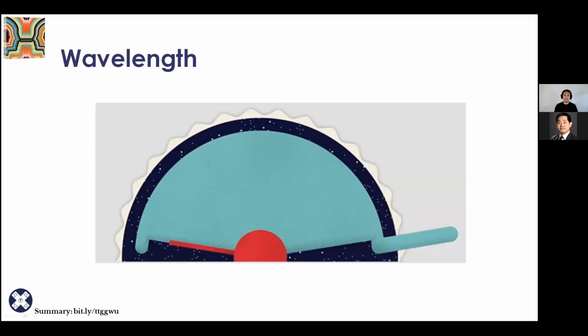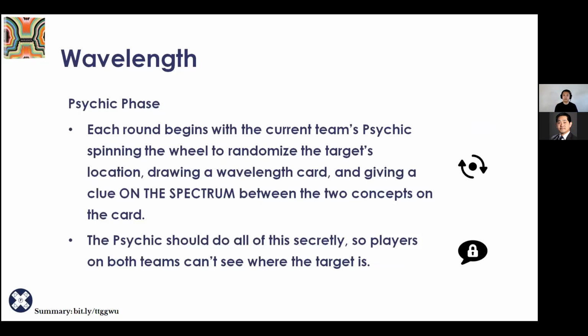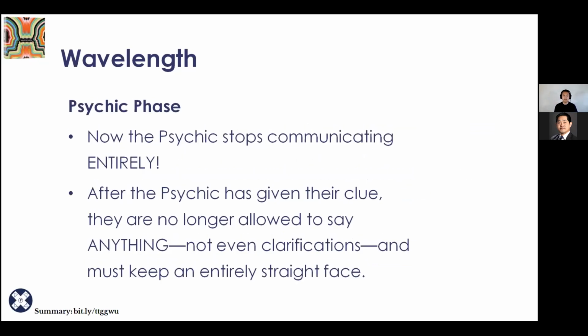Here's that wavelength shield again, so we just know that it's closed. If we are not the psychic, this is what we will see. But if we're the psychic, we will be able to determine exactly where that target is.